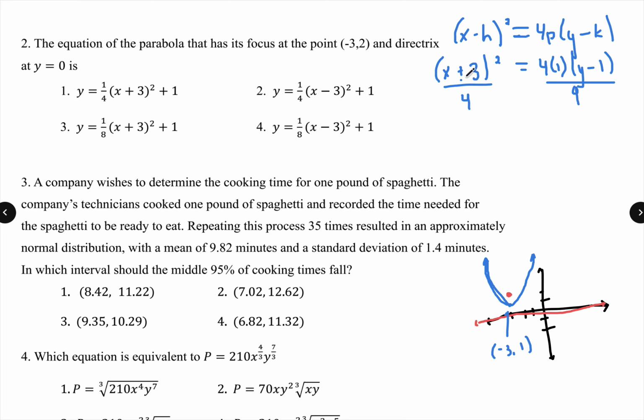This leaves me with what? Really 1, right? 1 over 4 times (x plus 3) squared equals y minus 1. I can't simplify those out. And then, right, to get y, I want to add 1 on both sides. What do I get? 1 over 4 (x plus 3) to the power of 2 plus 1. Answer choice number 1. All right, looking good.